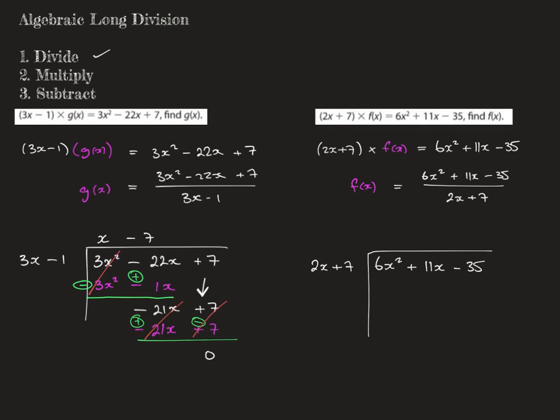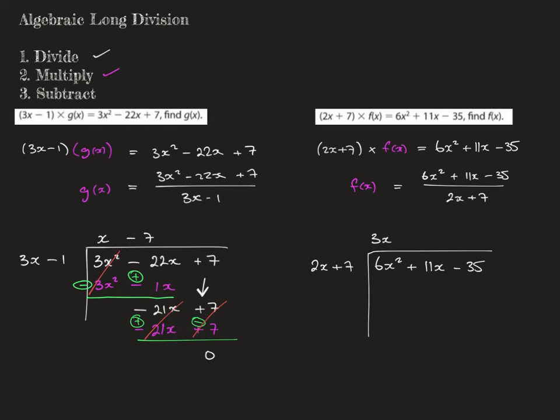So I want to see how many times 2x divides into 6x squared. And I know that 2x divides into 6x squared 3x times. And the reason behind that is because 2 times 3 gives me 6, and x times x gives me x squared. So that's the first step done.